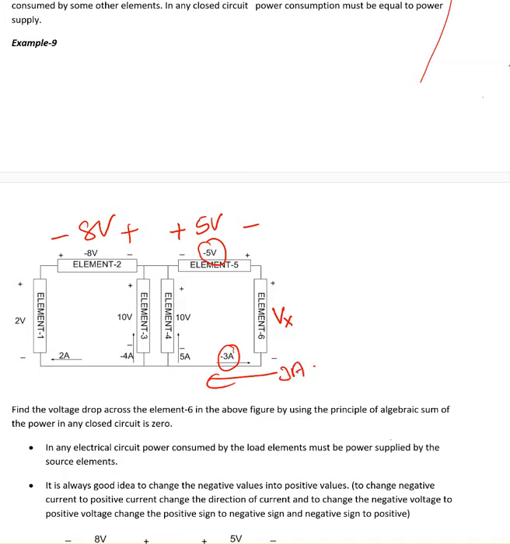The important thing we need to know: if current is entering the positive terminal, then that element is consuming power. If current is entering the negative terminal, that element is supplying power. Those are the important things we need to know. Another important thing is, in any closed circuit, total energy consumption must be equal to the total energy supply. Now we'll look into each element.